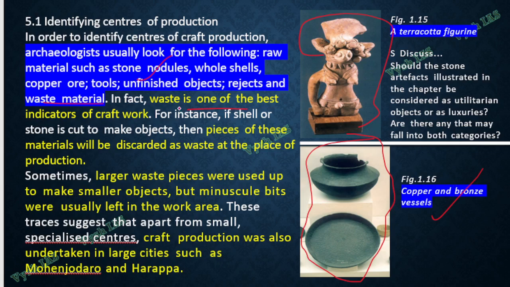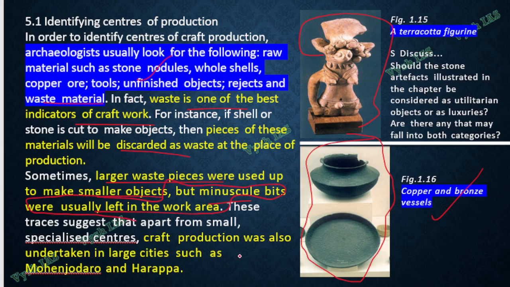Waste is one of the best indicators of craft work. Meaning, if you find many small pieces there, you were cutting or drilling something, and that many waste pieces came. And these waste things are maybe discarded, or maybe they are used again in production as a recycling thing. Large waste pieces were used up to make smaller objects, but minuscule bits were usually left in the work area. So these minuscule things give us a clue that this is a craft oriented area.